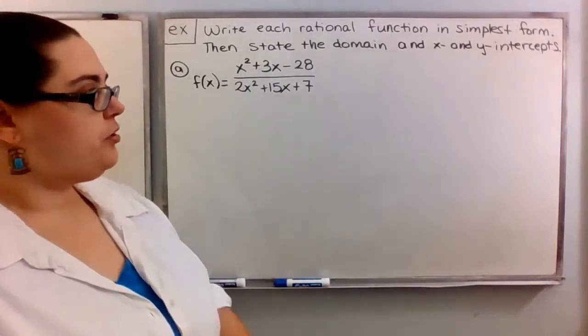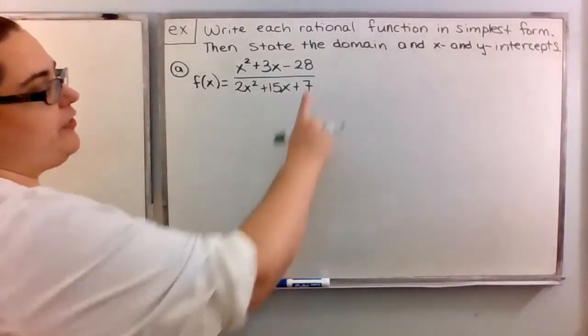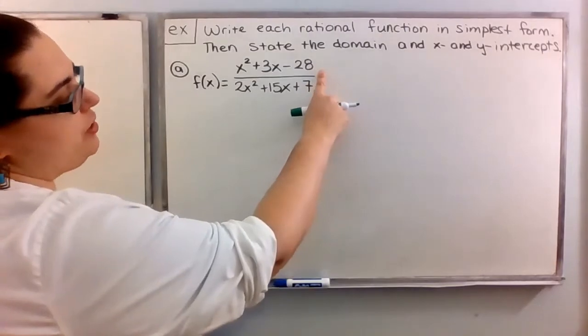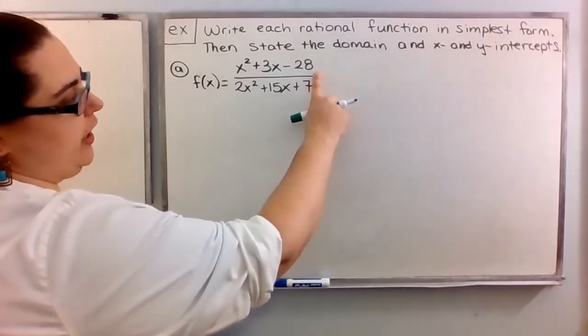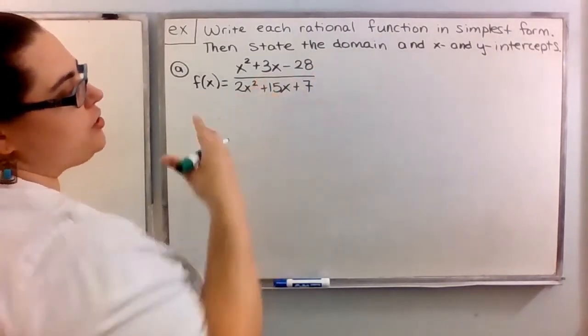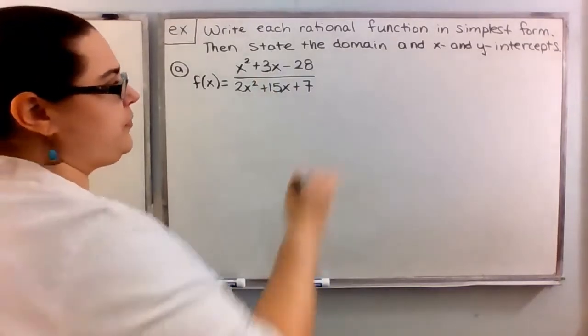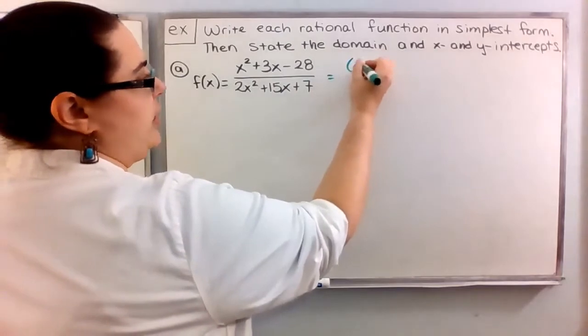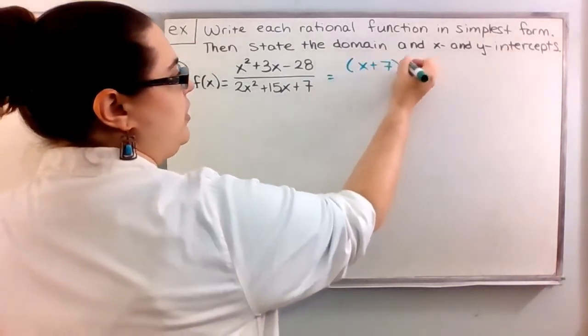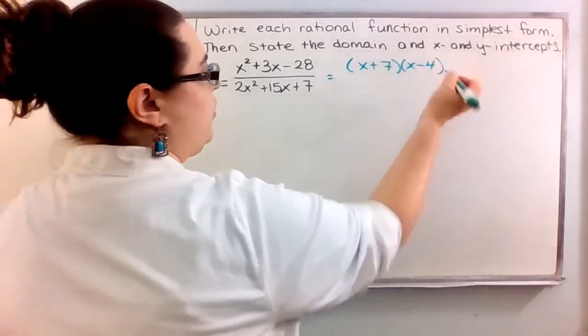The numerator on this one is not too bad to factor. We need two numbers that multiply to -28 and add to 3. That's going to be +7 and -4. So my numerator here will be (x + 7)(x - 4).